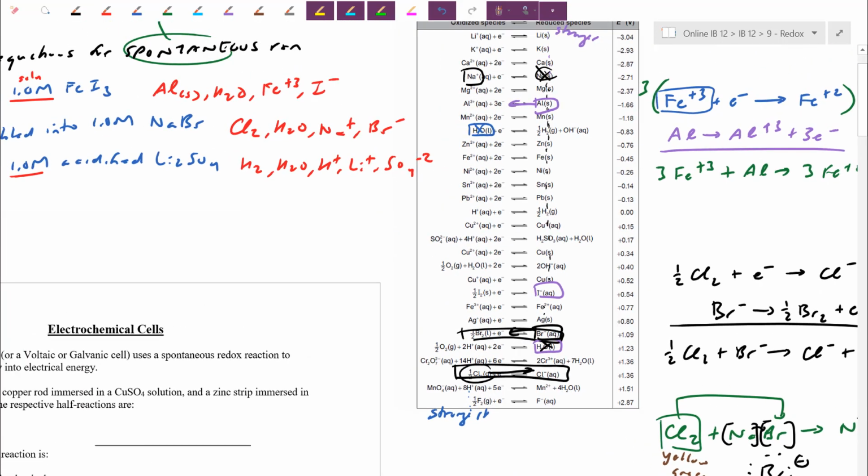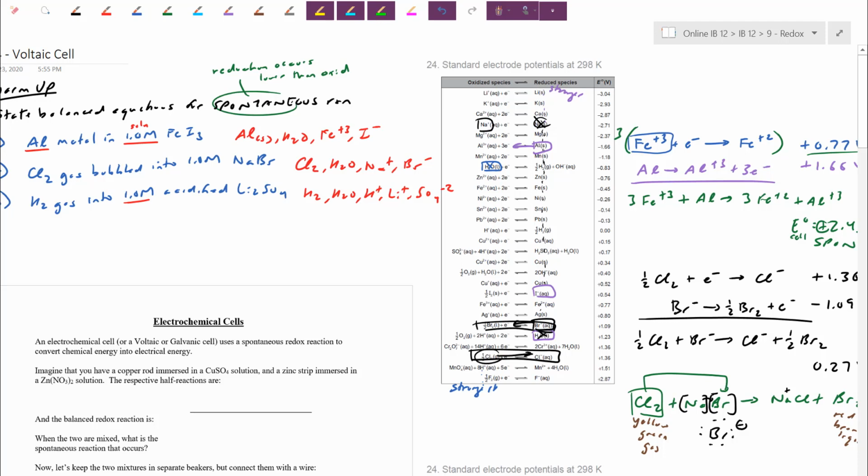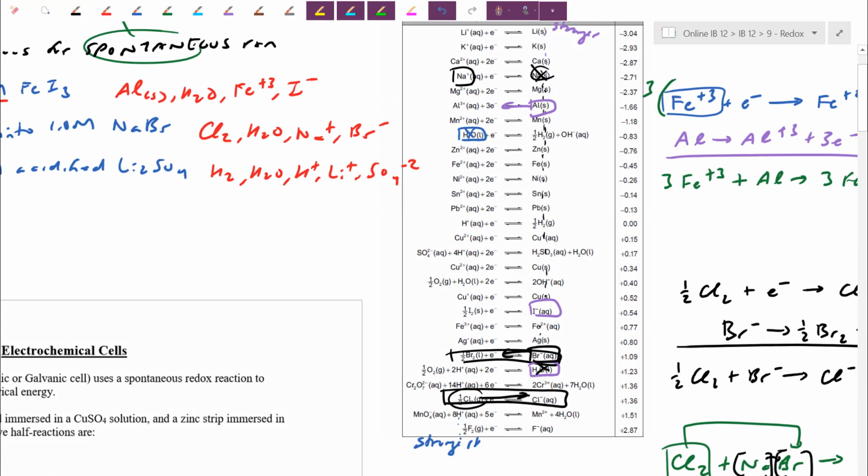Let's do this third one as well, just for completeness' sake. Again, a starting step is always good: just make a list of exactly what you have. I have H2, water, H+, lithium ions, sulfate ions, and it's just a matter of trying to find some of these on the table. Okay? The more practice you get, the more comfortable you'll be.